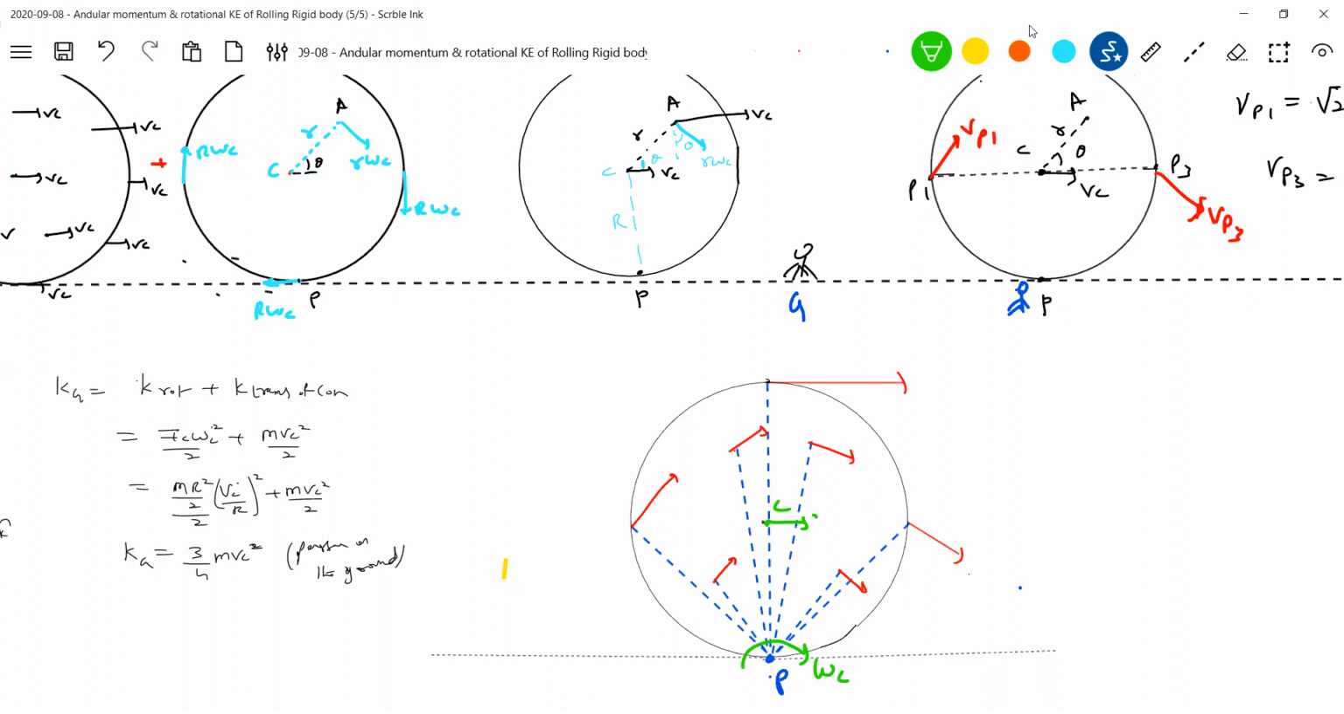So what will this person at this particular point comment? What is the comment from him? All points are rotating about point P.